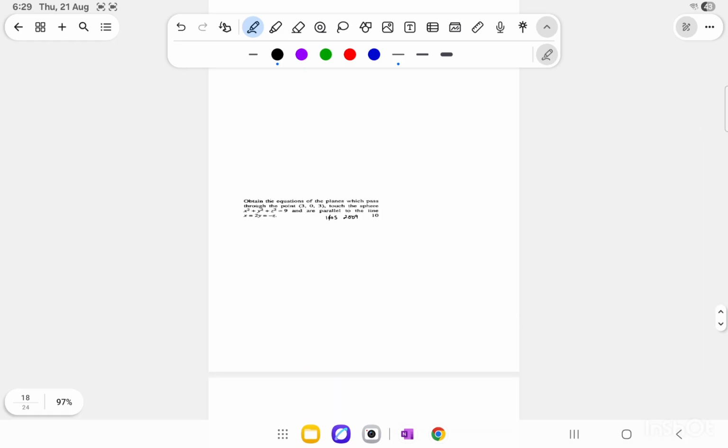So the next question says: obtain the equation of the plane which passes through this point and touches this sphere and is parallel to this line.